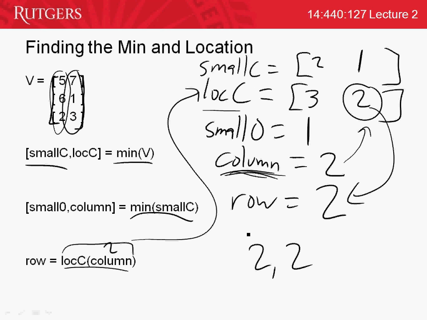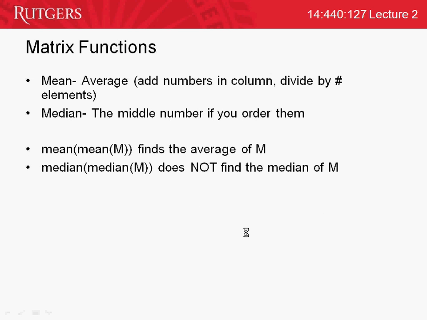And so then one more topic we want to hit is basically two stats functions, the mean and the median. So mean is the average. You just add up all the numbers in a vector divided by the number of elements. In a matrix, it works by column. So if you take the mean of a matrix, you get a vector back, the average in each column.